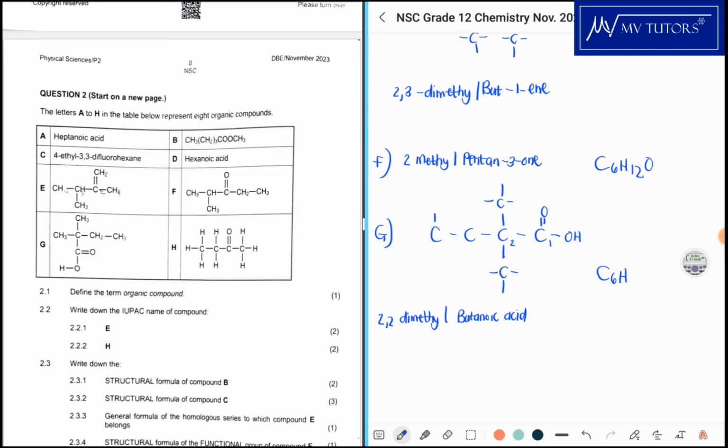How many hydrogens? 1, 2, 3, 4, 5, 6, 7, 8, 9, 10, 11, 12. Wait. 1, 2, 3, 4, 5, 6, 7, 8, 9, 10, 11, 12, 13. I'm seeing 13 hydrogens. No, there is no hydrogen here. What am I doing? 1, 2, 3, 4, 5, 6, 7, 8, 9, 10, 11, 12. So there are 12 and then 2 oxygens.